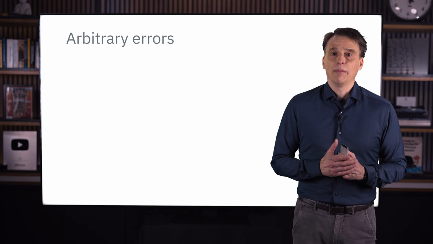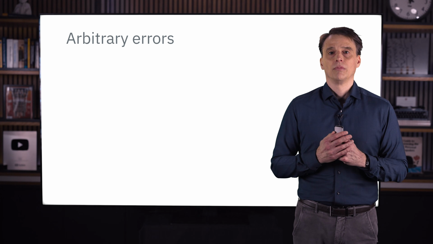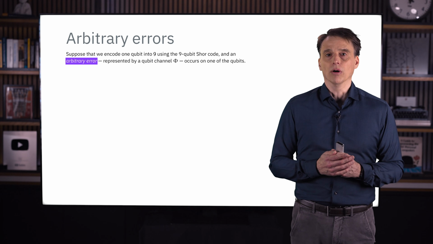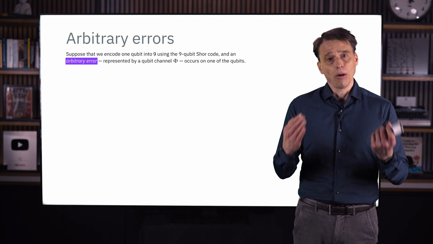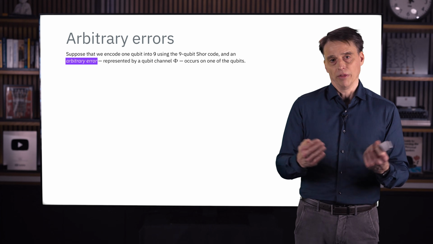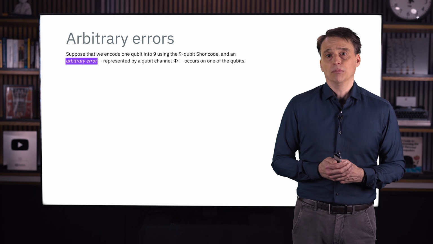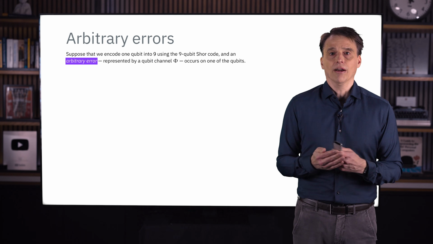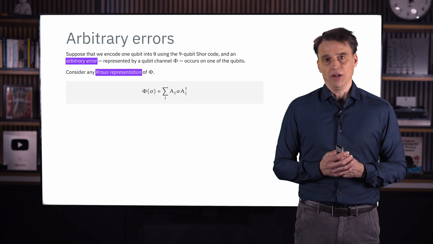Finally, let's consider what happens when an arbitrary, not necessarily unitary error occurs. The setup is the same as before. We've encoded 1 qubit into 9 using the Shor code, and some arbitrary error, represented by a qubit channel phi, occurs on one of the qubits. As we'll see, everything's going to work out in pretty much the same way as it did for unitary errors, and the first step toward verifying this is to consider a Kraus representation of our error.